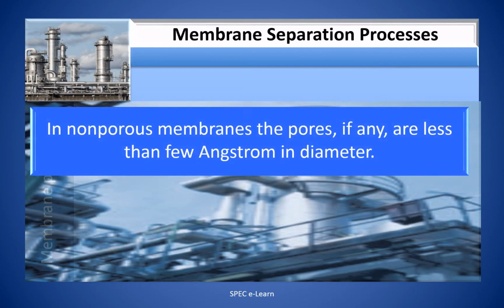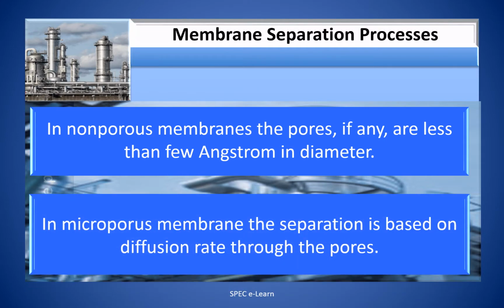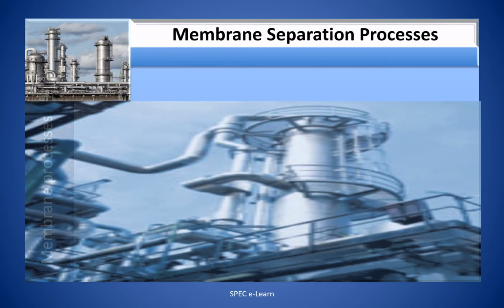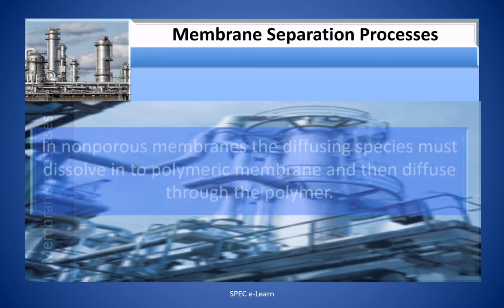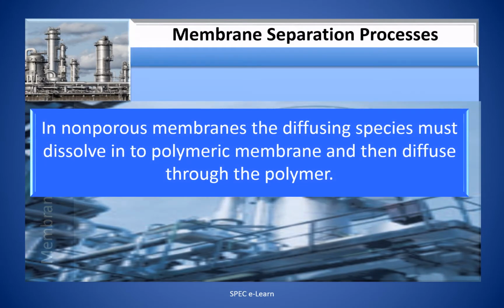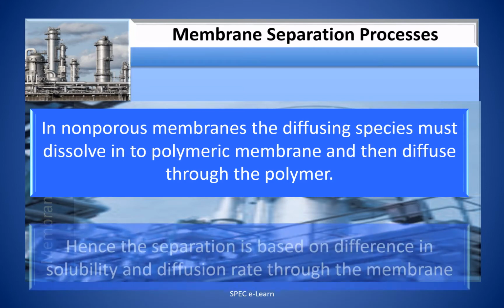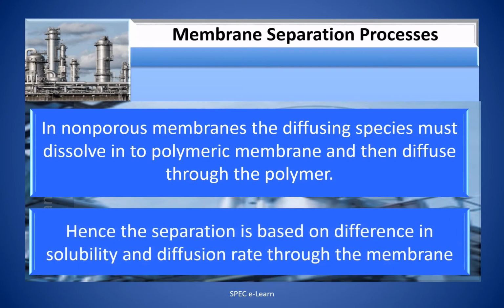In non-porous membranes, the pores, if any, are less than few angstrom in diameter. In microporous membranes, the separation is based on diffusion rate through the pores. In non-porous membranes, the diffusing species must dissolve into the polymeric membrane and then diffuse through the polymer. Hence, the separation is based on difference in solubility and diffusion rate through the membrane.